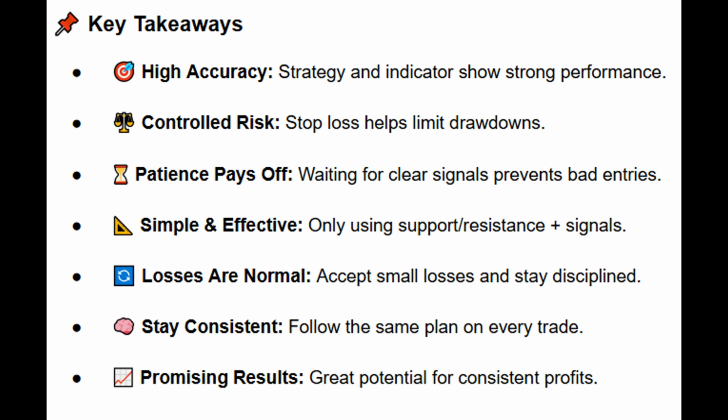Our stop-loss strategy helped limit losses when trades didn't go as expected, preventing large drawdowns. Additionally, patience in waiting for clear signals helped avoid premature entries that could have caused unnecessary losses. This backtest shows that consistent application of support and resistance levels combined with the indicator's buy and sell signals can produce profitable results. To improve further, continuous review of losing trades can help refine the strategy. Overall, this performance is promising and encourages disciplined trading moving forward.